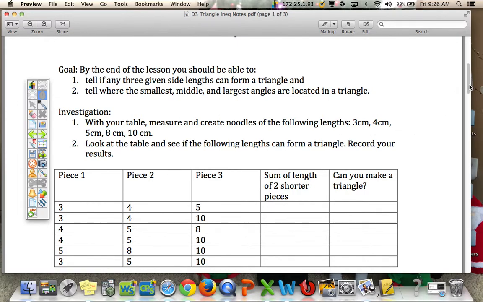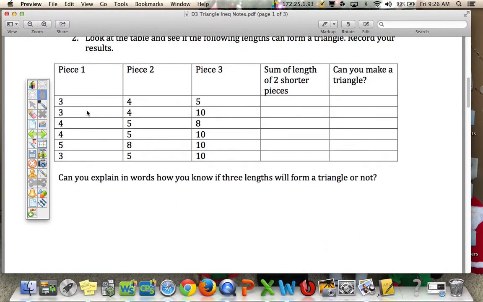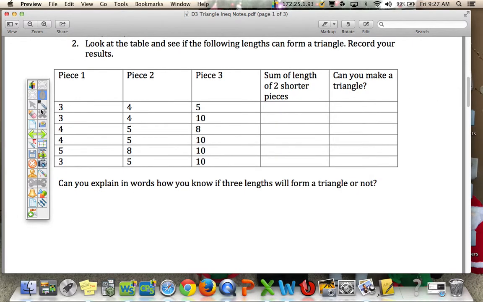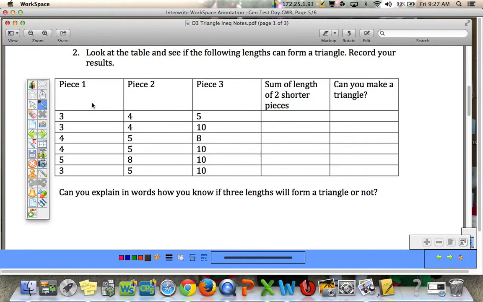So in class we do an investigation with spaghetti noodles where we break off different pieces of noodles. We figure out the sum of the 2 shorter pieces and determine can you make a triangle or not. And then we explain in words how will you know if the 3 lengths form a triangle. And so again, we do this in class, so I won't be able to show you the spaghetti noodle part. You could try it on your own if you'd like by breaking off spaghetti noodles of different lengths and seeing if they make a triangle.